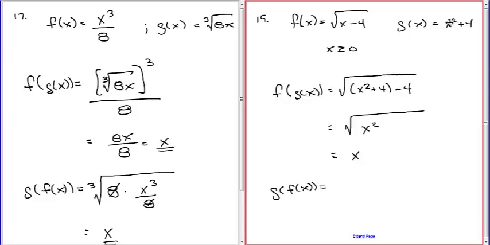Now g of f of x. We plug that in here. So we get the square root of x minus 4, the whole thing squared, plus 4. And so when you square root, you just get the argument. So we get x minus 4, and then we add 4, which is x. So that's analytically proven to be true.